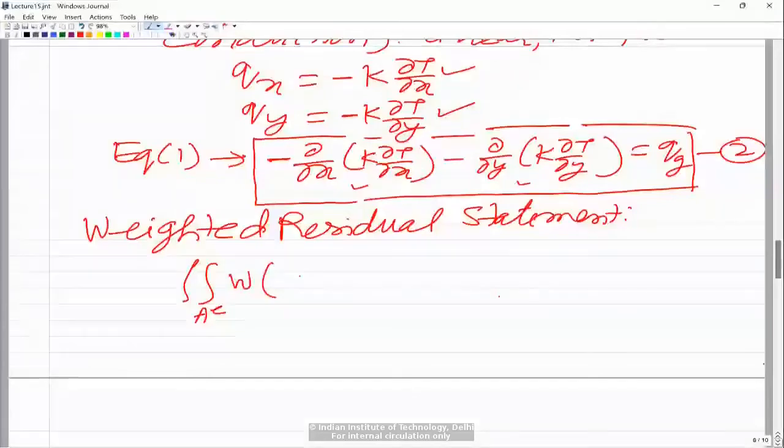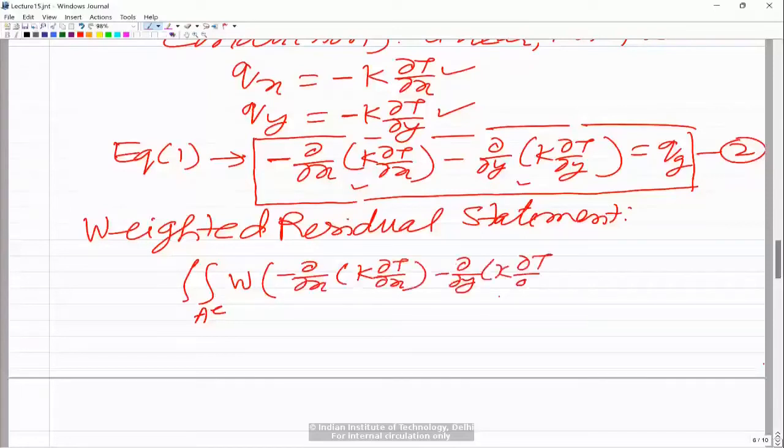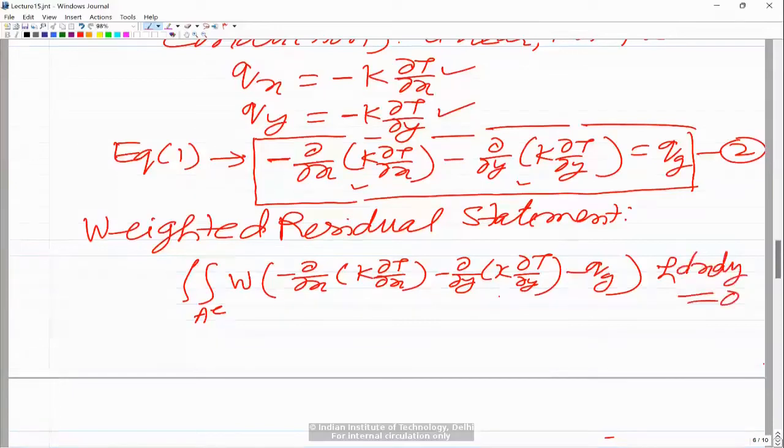So the residual is going to be minus del by del x of k into del T by del x, minus del by del y of k into del T by del y, minus qg. And then you have this integration over volume, so h into dx into dy, and this is equal to 0. So that is what would be the weighted residual statement.